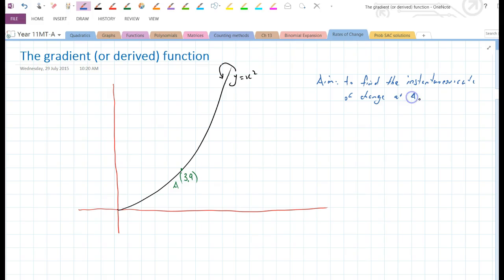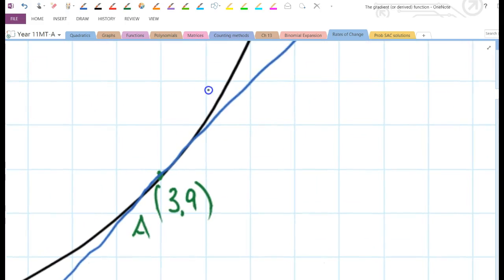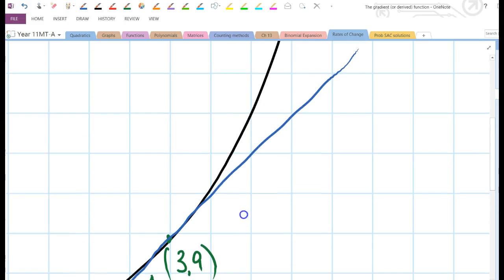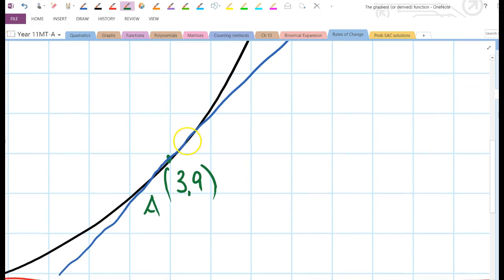Now this is not new, we've been dealing with this for a bit. Let's get a little tangent in there at A, that's what it is. What we've been doing is getting in really tight to A. Let's zoom in here on A, and remember the black is y equals x squared. So another point on y equals x squared that's really close is 3.01.